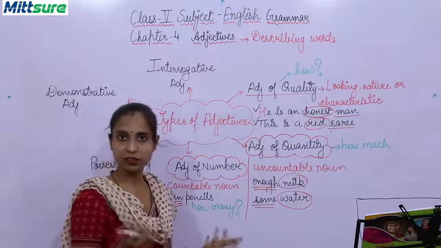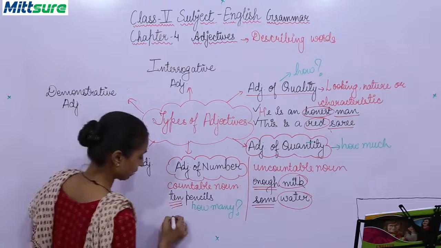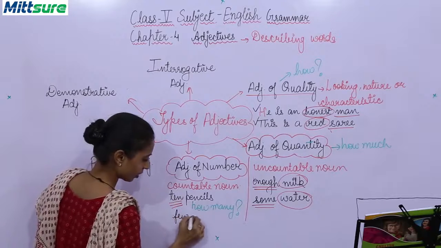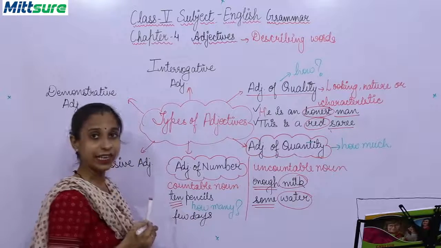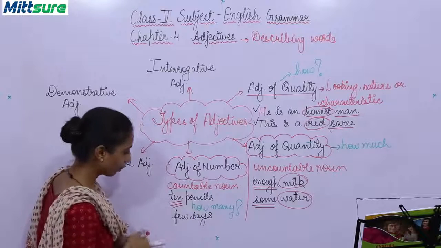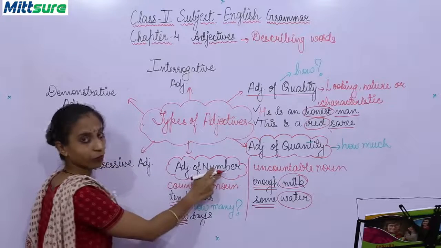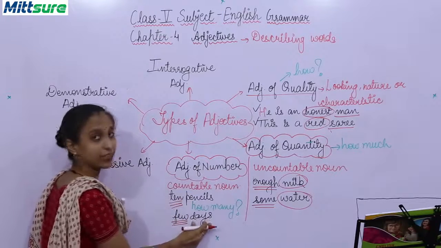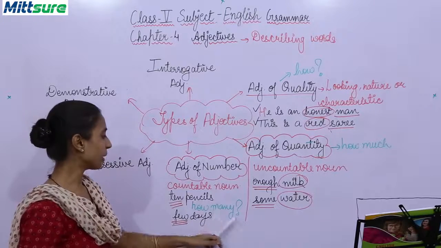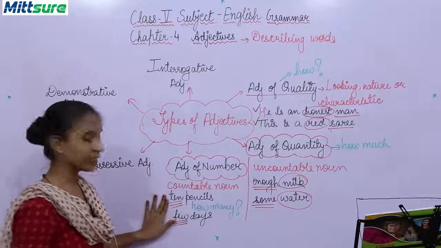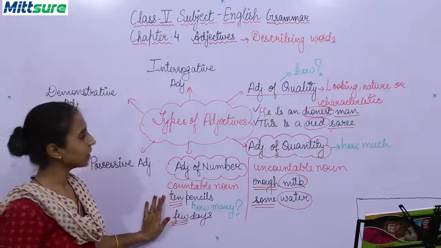A few days. Well, if we write few days, then one day, 2 days, so this few will be an adjective of number, as you can count days. How many days? Few days. How many pencils? 10 pencils. I hope it is clear to you, right?